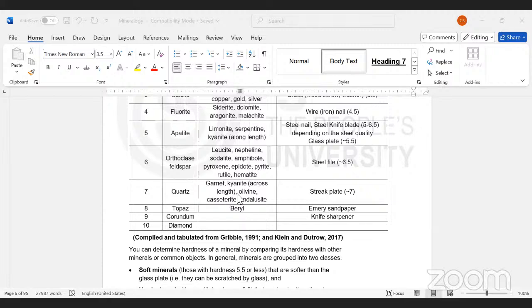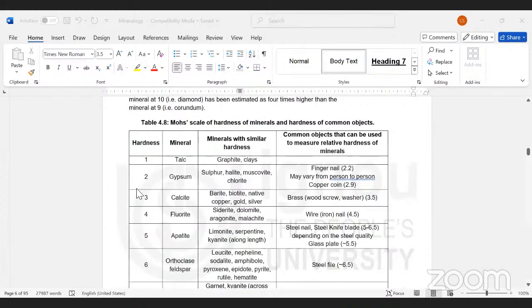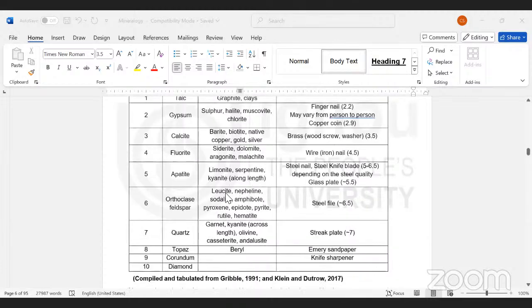Beside this column you see the similar hardness mentioned. Graphite and clays also have 1. Sulfur, halite, muscovite, chlorite also have 1. Barite, biotite, native copper, gold, silver have 3. Fluorite 4, and siderite, dolomite, aragonite, malachite 4. Apatite, limonite, serpentine, kyanite are also 5, equivalent to apatite. And leucite, nepheline, sodalite, amphibole, pyroxene, epidote, pyrite, rutile, hematite 6.